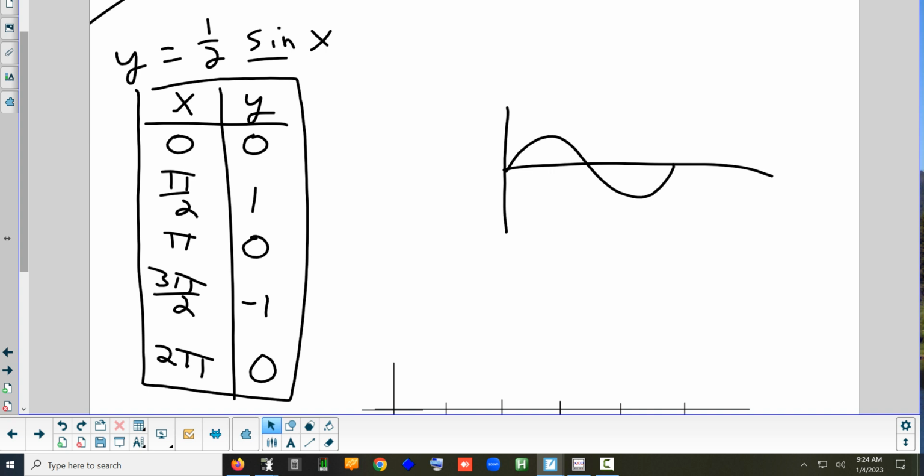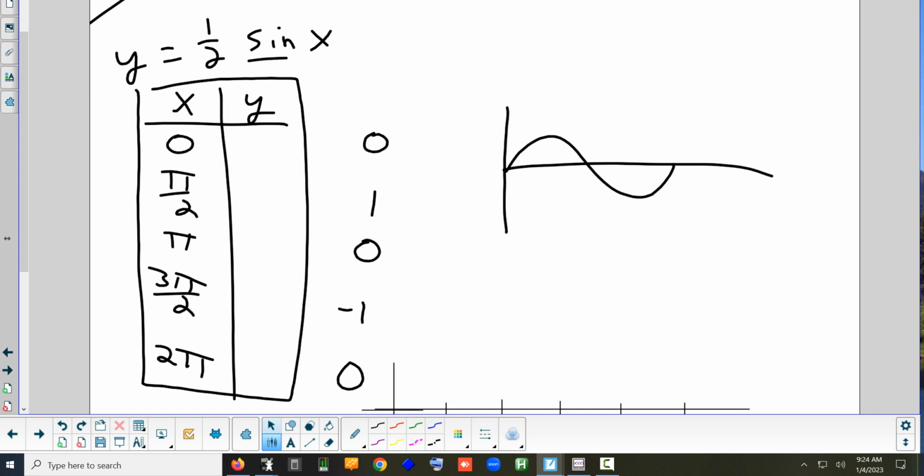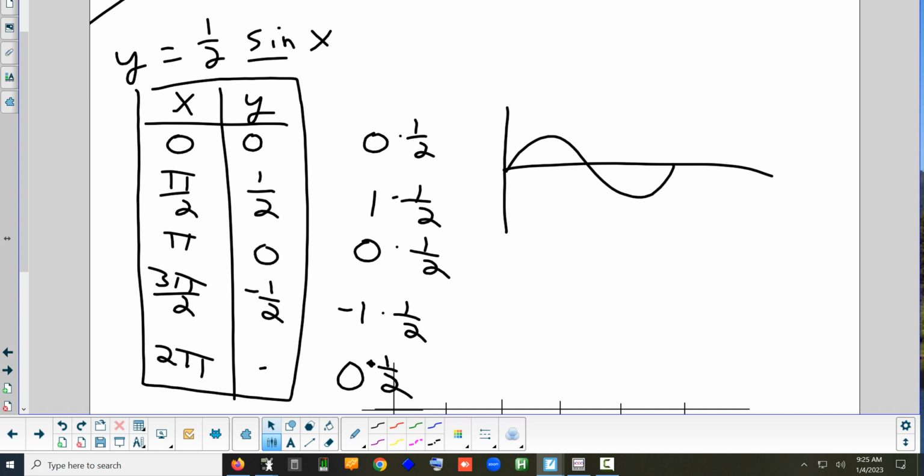Oh, I didn't mean to put those there. Sorry. I meant to put them off to the side. So those are my originals. And now, what are we going to do to each one of them? We're going to multiply them by a half. Some people say divide by 2, same thing. So multiply them all by a half. So we get 0, a half, 0, -1/2, 0.